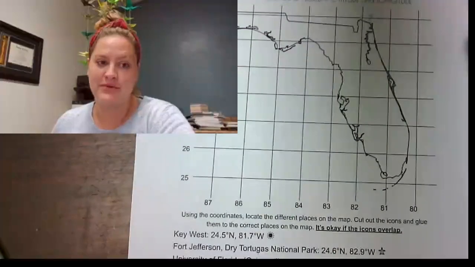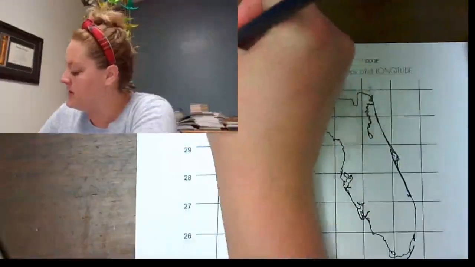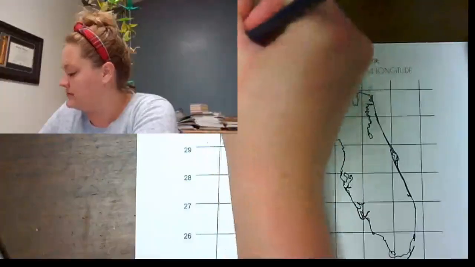Okay, today I'm going to show you how to complete your Human Characteristics of Florida, Latitude, and Longitude page. So let's get started. You're going to start by putting your name, your date, and your code on the top of the page.